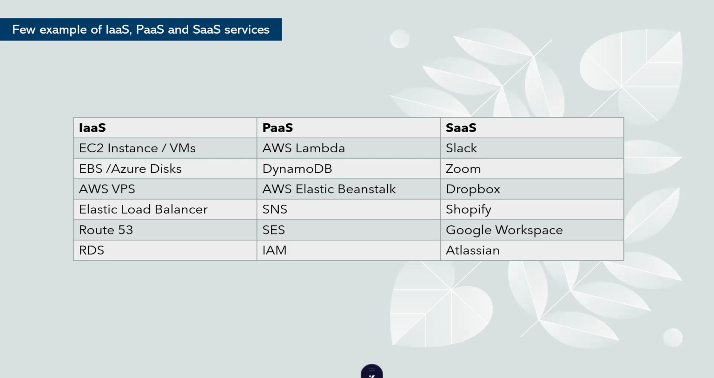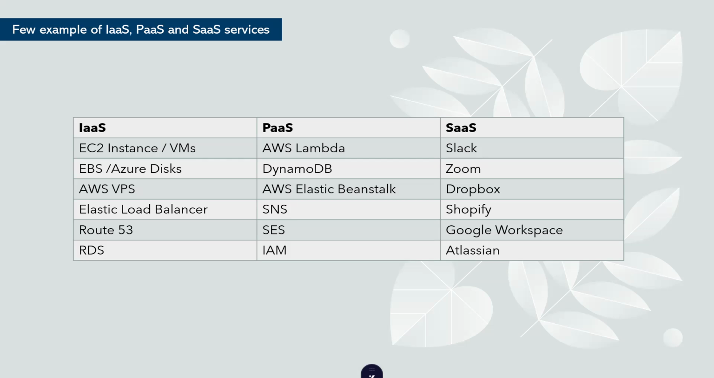SNS is Simple Notification Service. SES is Simple Email Service. And IAM is Identity and Access Management service. It is also a platform as a service where we can create users, create roles, and give permissions to the resources and to the roles. All those authorization steps we can manage within the IAM service itself. So these are platform as a service offerings where we get platform access, but we will not get login or any access to the underlying infrastructure.